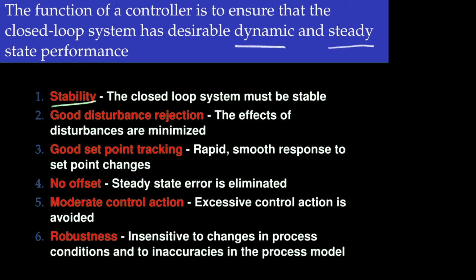The second thing is good disturbance rejection. This is what we call regulatory control. Do remember that although we have given more emphasis to set point tracking, in day-to-day operation, disturbance rejection is the more frequent job for the controller, meaning there are lots of changes in the disturbance, and the controller should be able to reject those disturbances and do the regulatory component, which is called regulatory control.